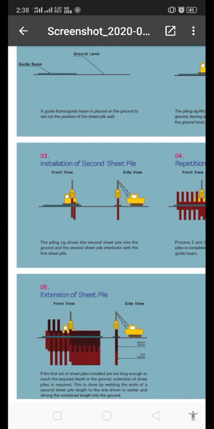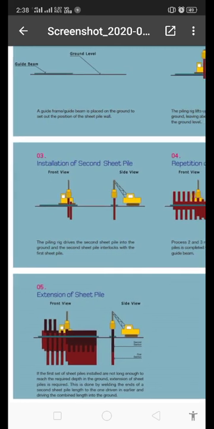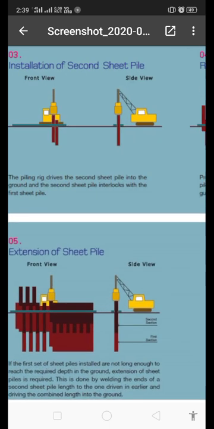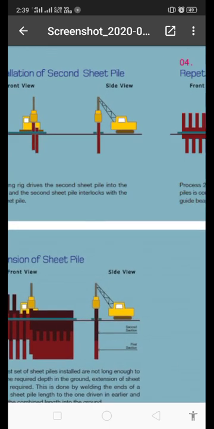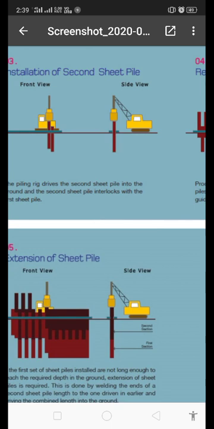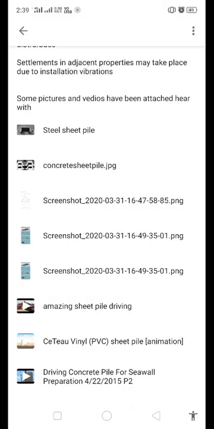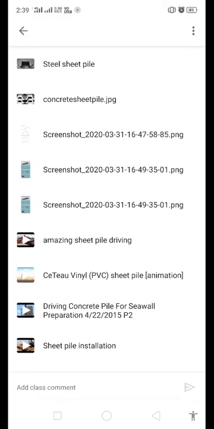After that, the fifth step is extension. If more depth is required, one sheet pile cannot do the work, so you will have to add another one. That is the extension of the sheet pile. The darker ones are the extensions. You can see the first section in red, and somewhat darker than that red is the second extension. That is the installation process.